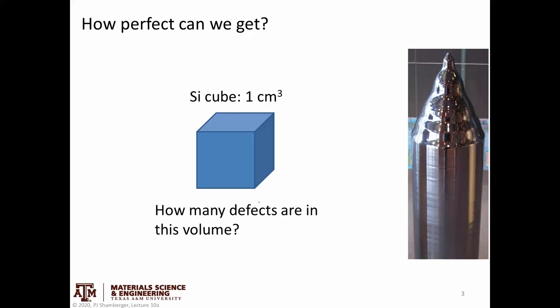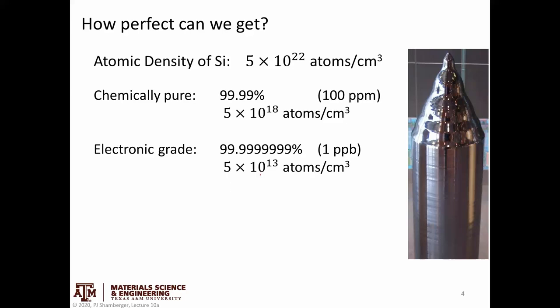So let's think about a cubic centimeter of this silicon and ask how many defects are in that volume. The atomic density of silicon is 5 × 10²² atoms per cubic centimeter. If we think about something that's chemically pure, so if you order a chemical from a chemical supply company, you're at 99.99%, that's 100 parts per million impurities. That's pretty common. And that would be 5 × 10¹⁸ per cubic centimeter. The most chemically pure we can get, in this case, is called electronic grade. This is something that goes through many different processing steps. It's actually converted from a solid into a molecule that is in the vapor phase, and that molecule is purified and then recondensed. It can get down to 1 part per billion defects. So out of a billion atoms, one of those is not silicon. But that still is an awful lot of atoms in a cubic centimeter of material. So that's still about 5 × 10¹³ atoms.